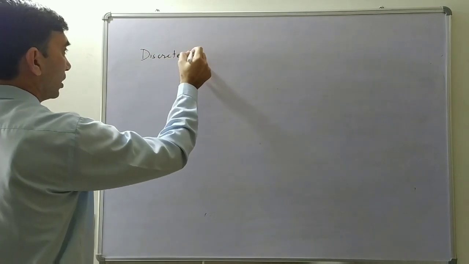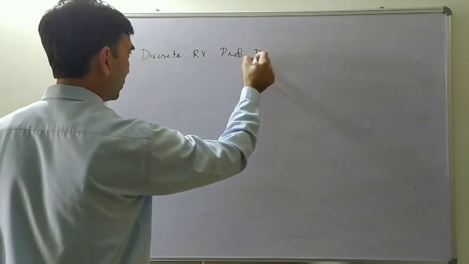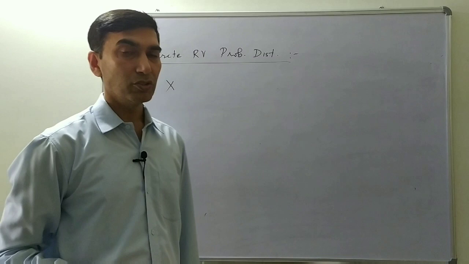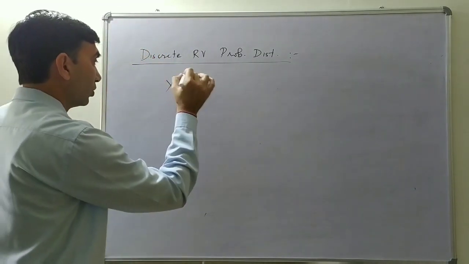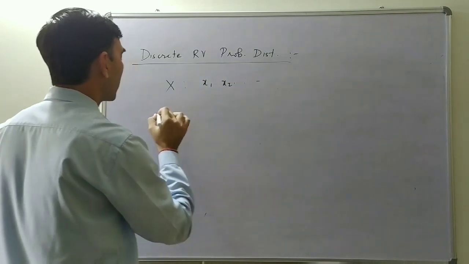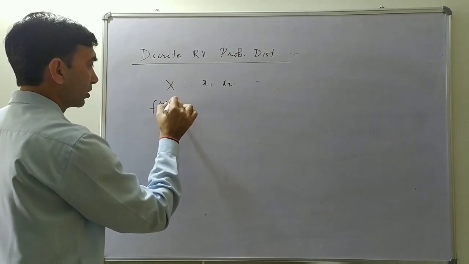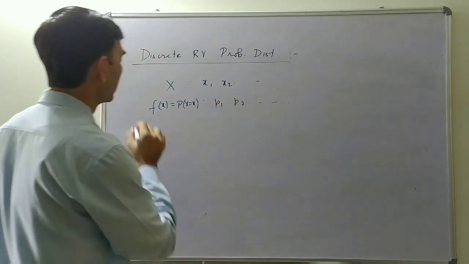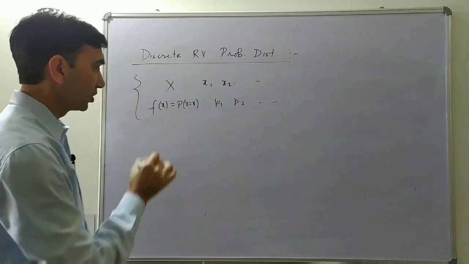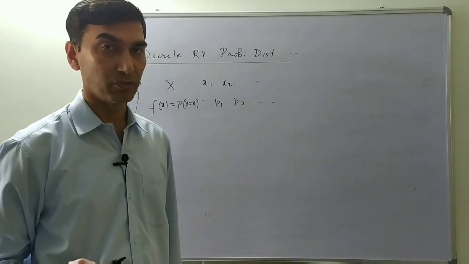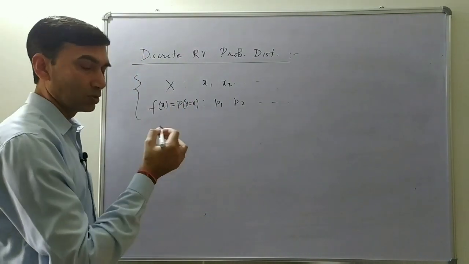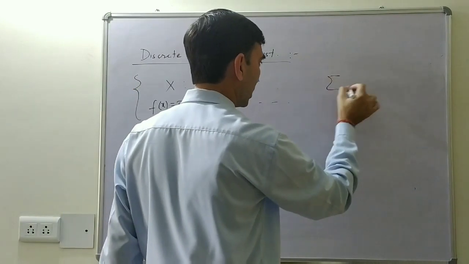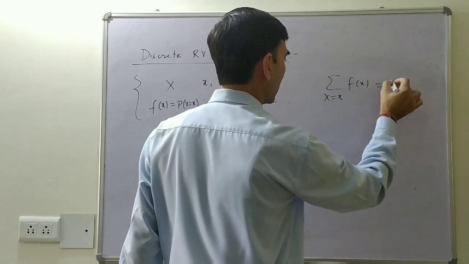Discrete random variable probability distribution. What does it mean? Probability distribution of a discrete random variable means you know all the values of x and you know the corresponding probabilities. Say P1, P2 and so on. So this is probability distribution of x. And what you call fx? You call fx as probability mass function of x, which gives probability for each value of x. So probability distribution of x provides you all values of x and corresponding values of fx. And you also know the property that sum of all fx is 1.